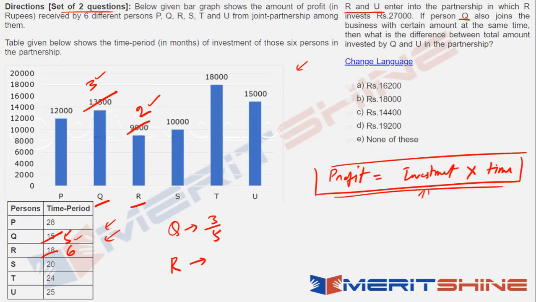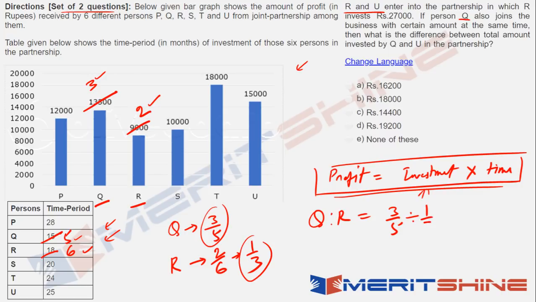Likewise, if you check for R here, the profit is 2 and the time period is 6. So, this is 2/6, which is 1/3. So, this is the investment of Q in units and this is the investment of R in units. Please mind it that we have reduced only for Q and R. So, whatever ratio we get would be only for Q and R. So, the ratio of investments of Q to R would be equal to 3/5 divided by 1/3, which would be equal to 3/5 into 3, which becomes 9/5, or 9:5.